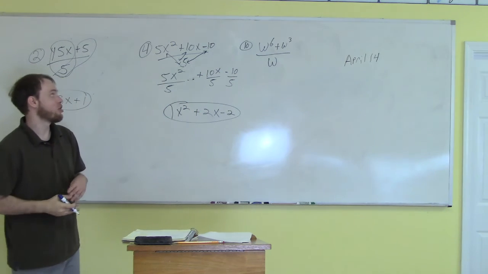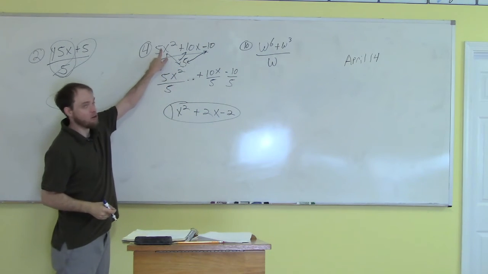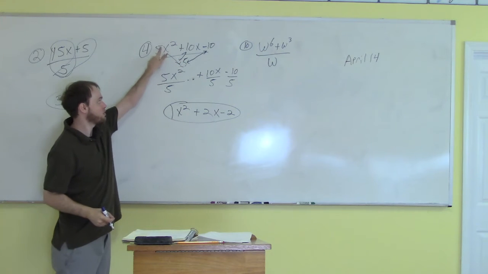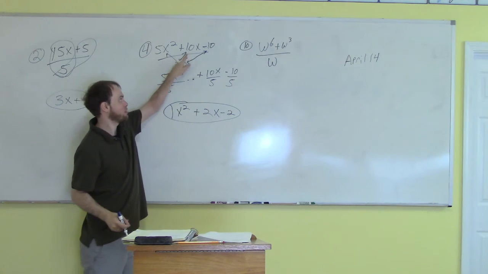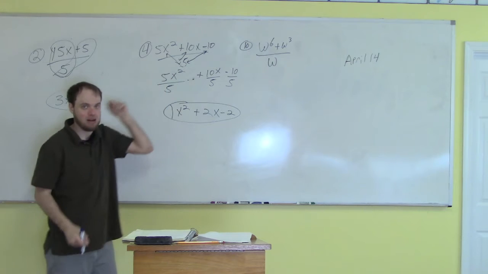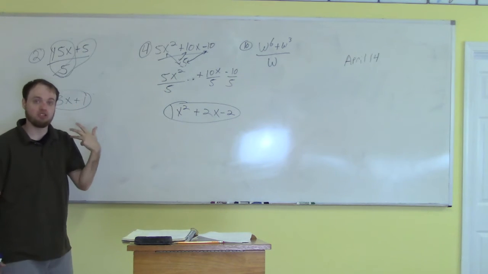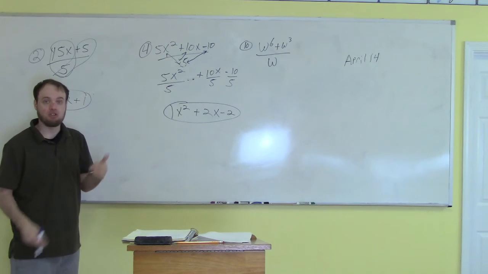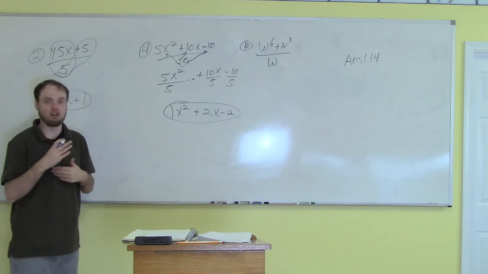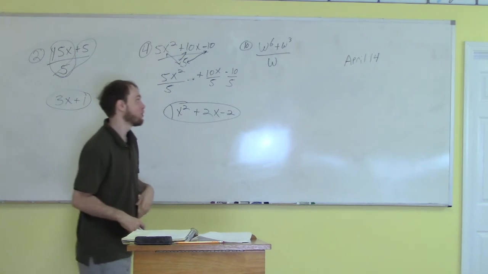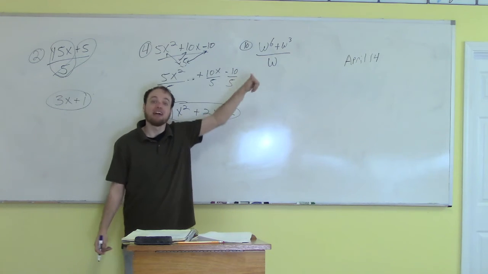Notice, you just have to make sure this 5 goes to each of them. You have to divide the first term by 5, the second term by 5, and then the third term by 5. Numbers you just divide regularly. With variables you're going to subtract the exponents. That's our division rule.